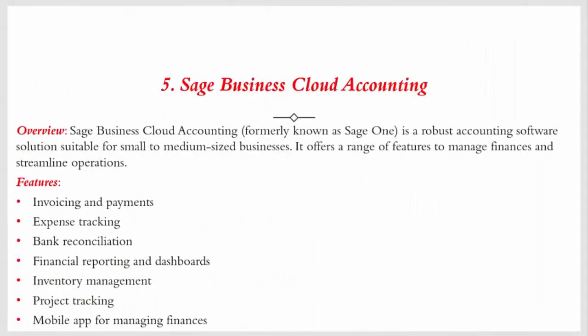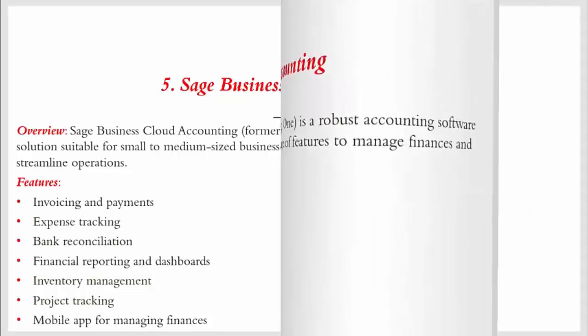5. Sage Business Cloud Accounting. Overview. Sage Business Cloud Accounting, formerly known as Sage One, is a robust accounting software solution suitable for small to medium-sized businesses. It offers a range of features to manage finances and streamline operations. Features: invoicing and payments, expense tracking, bank reconciliation, financial reporting and dashboards, inventory management, project tracking, mobile app for managing finances.